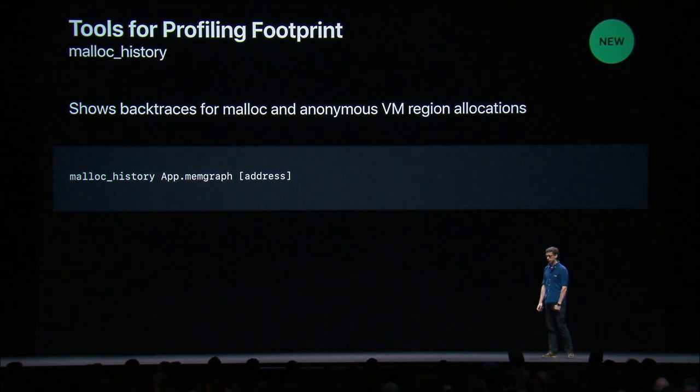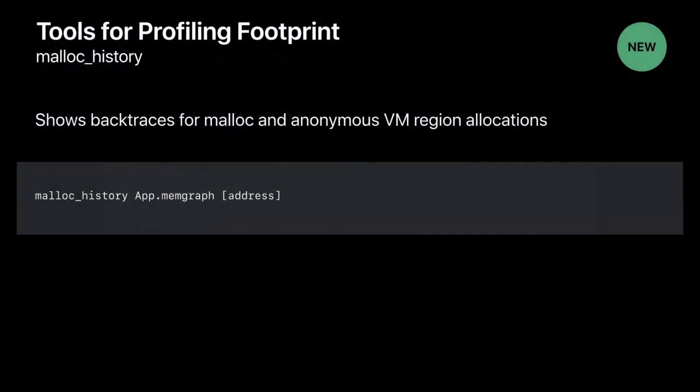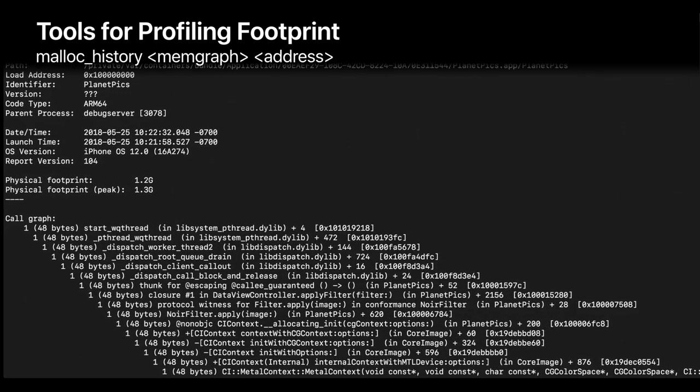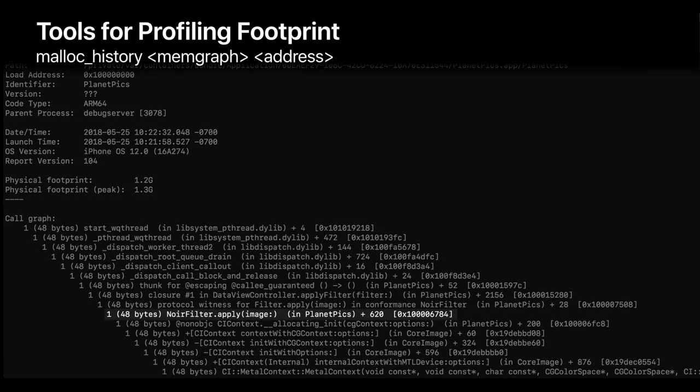So my memgraph was captured with malloc stack logging. Now to find the backtrace for the allocation. This is where malloc history comes in helpful. You just pass malloc history the memgraph and an address for an instance in memory, and if there was a backtrace captured for it, it'll give it to you. So here I've taken the address for one of those really big NSConcreteDatas. I've passed it to malloc history, and I've got a backtrace. And interestingly, it looks like my noir filters apply method here is creating that huge NSData. I should probably attach this and the memgraph to a bug report and get someone else to look at it.